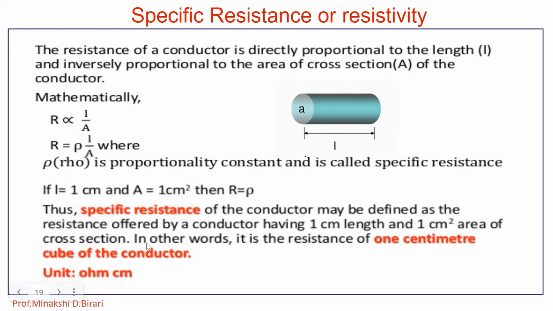Now, what is the unit of specific resistance? It is very simple. When we consider R, that is resistance, it is expressed in ohm. L, that is length, what is the unit of length? Centimeter. Then area of cross section, that is A, is measured in centimeter square. So we get rho is equal to the unit of resistance, ohm, times the area, centimeter square, divided by the length, centimeter. Therefore, the proportionality constant has the unit ohm centimeter.